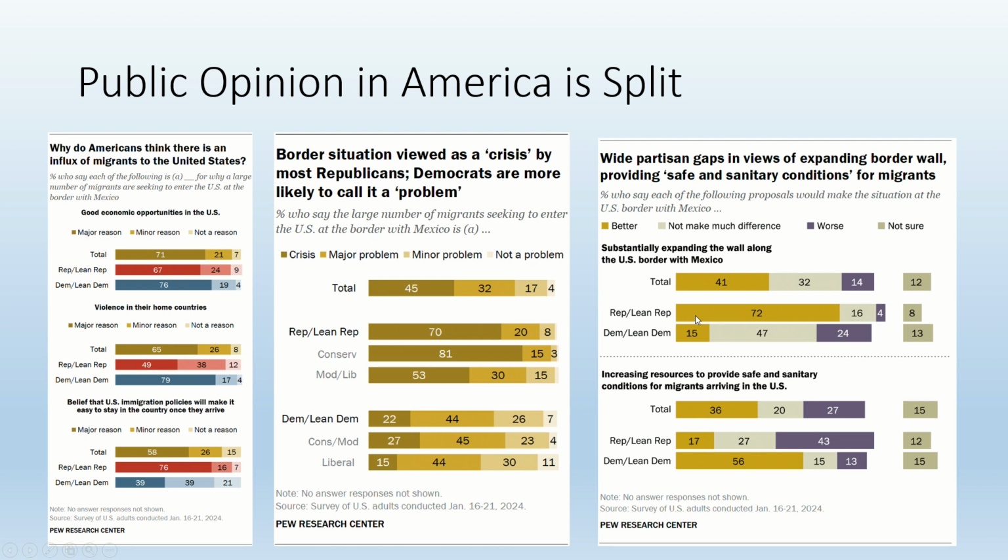Republicans believe we should have much stronger security, and Democrats believe we should provide a lot more resources and safe and sanitary conditions for migrants. So it's a very, very different outlook.